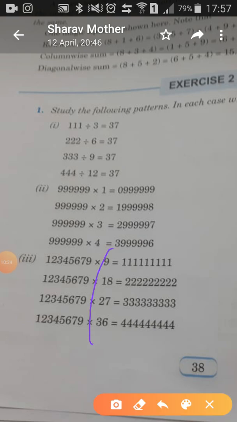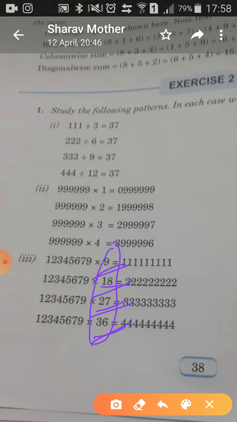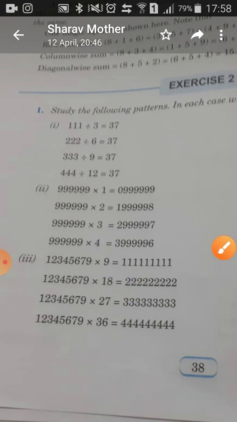Then let's observe what is similar in these. 9, then 18, then 27, then 36. All of them come in 9's table. Yes or no? So 9 1s are 9, 9 2s are 18, 9 3s are 27, 9 4s are 36. So our next number will be 9 5s are 45. Yes or no? So let's write 45 over there.